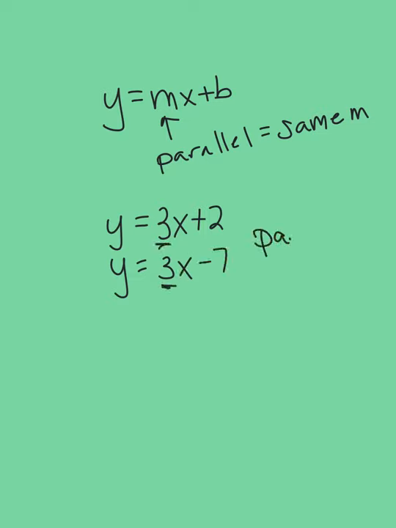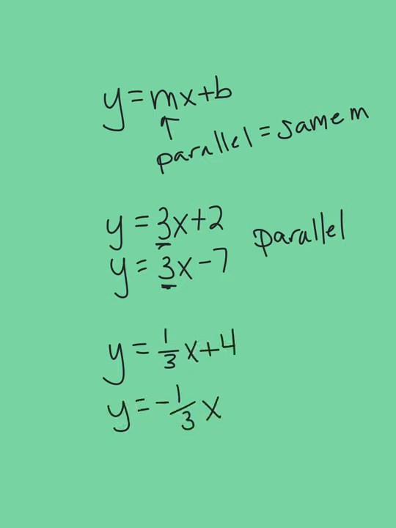So those are parallel. Now if we have y equals 1/3 x plus 4 and y equals a negative 1/3 x minus, those are intersecting because this is a positive and this is a negative, so those are different. So those are intersecting. So same slope is parallel, different slope is intersecting.